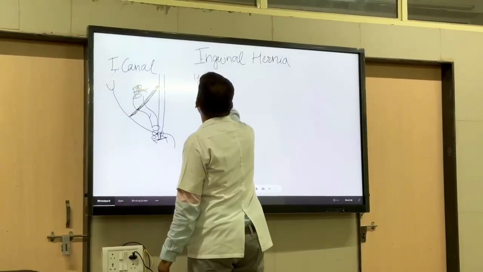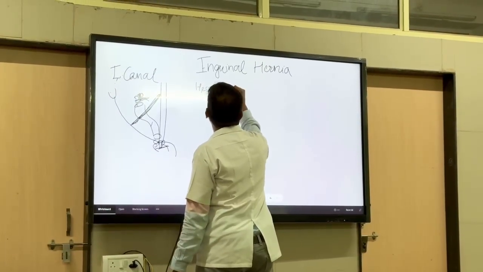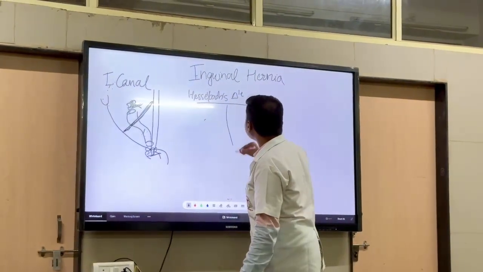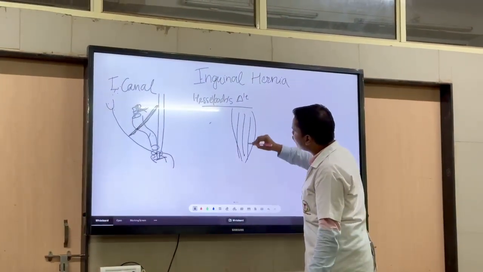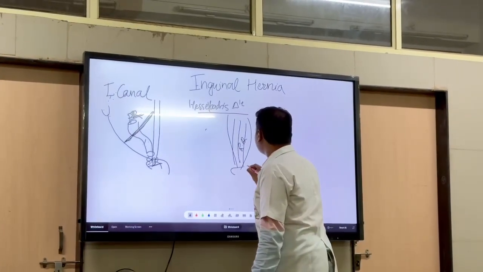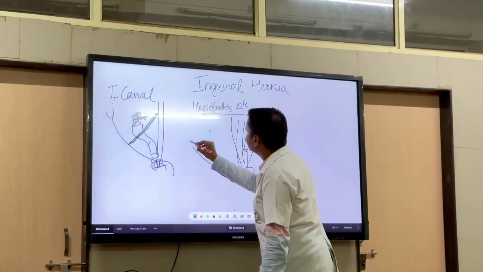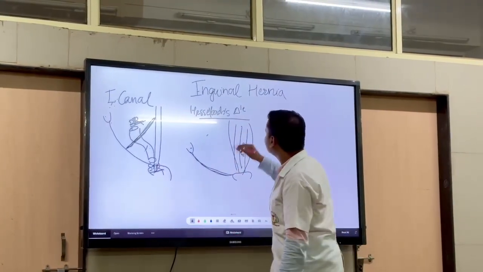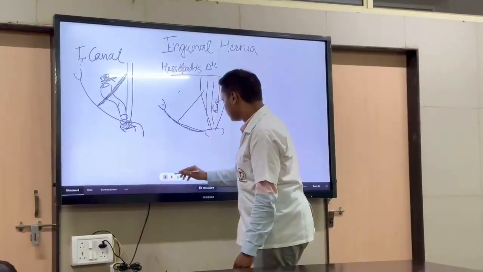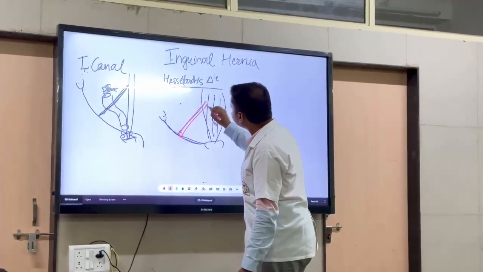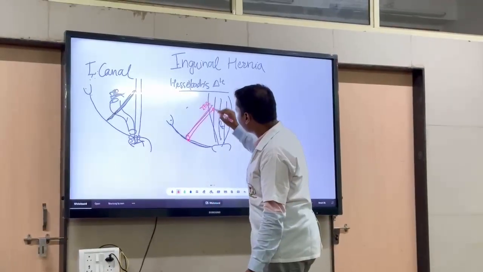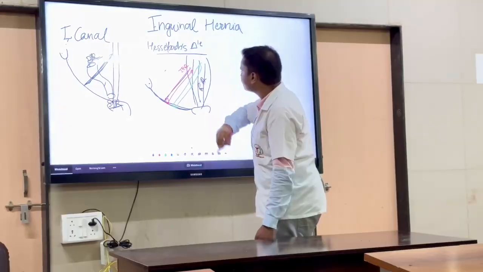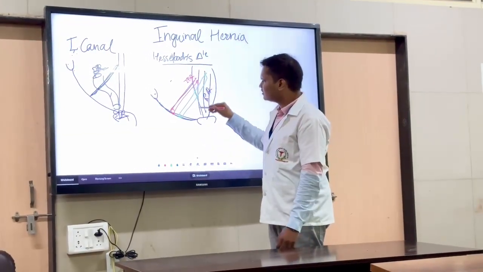Now coming to the apex triangle, also known as the inguinal triangle. This is our rectus abdominis muscle. This is the pubic crest. This is the anterior superior iliac spine. This is the inguinal ligament. Here, this is the inferior epigastric artery, and also a medial umbilical ligament runs here. So this is the apex triangle.